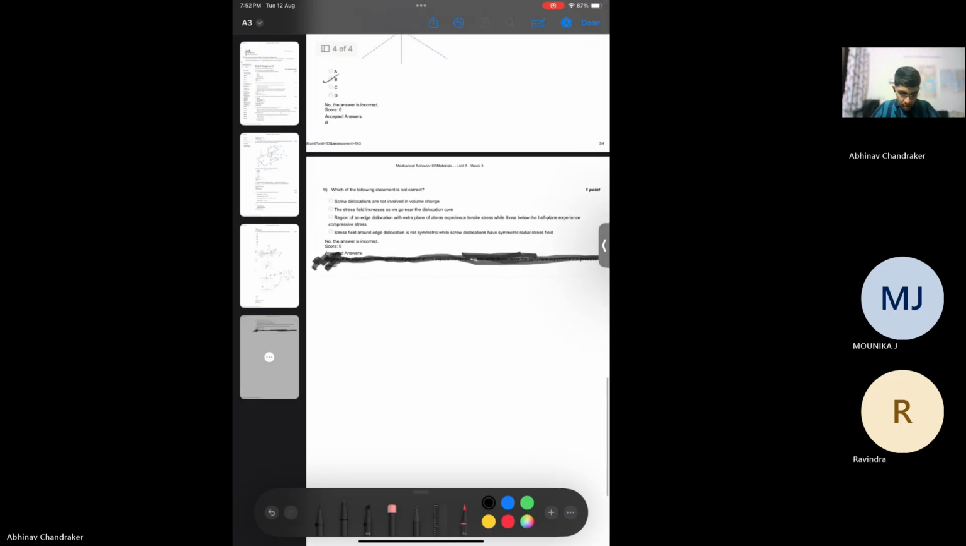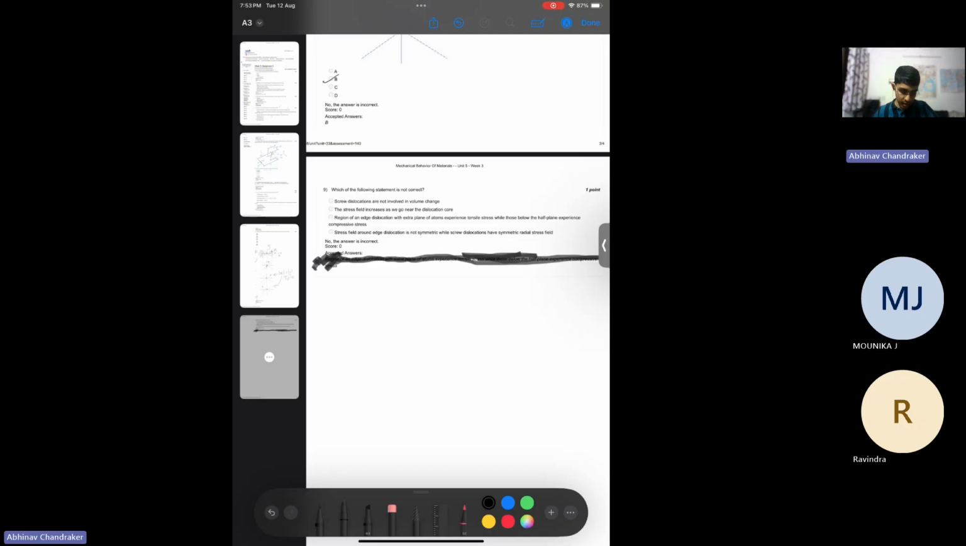Last question. Which of the following statements is not correct? Screw dislocations are not involved in volume change. The stress field increases as we go near the dislocation core. The region of an edge dislocation with the extra plane of atoms experiences tensile stress, while those below the half plane experience compressive stress. The stress field around an edge dislocation is not symmetric, while screw dislocations have a symmetric radial stress field.